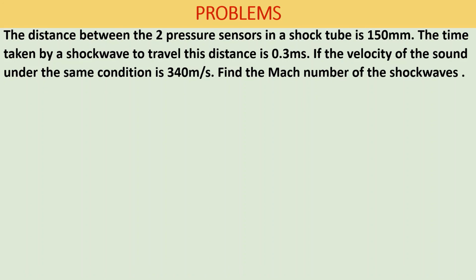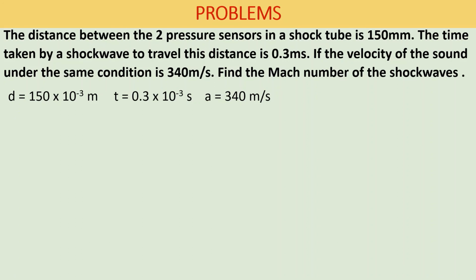So what is given here? The distance between the two pressure gauges, let us consider it as d. d is equal to 150 millimeter, so that is 150 into 10 to the power minus 3 meters. The time taken for the shock wave to travel this much distance, that is t is equal to 0.3 millisecond or 0.3 into 10 to the power minus 3 seconds. Then the velocity of the sound is given, that is a is equal to 340.